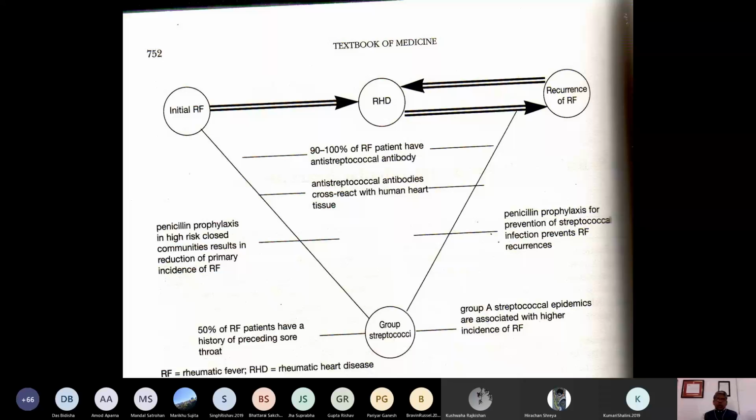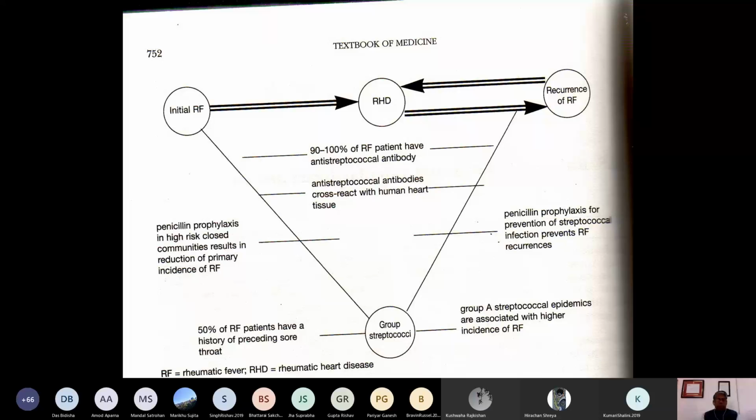So let's just recapitulate. The group A beta hemolytic streptococcal infection leads to antigen production, leads to antibody production, leads to an immunological reaction, and the sequelae becomes initial rheumatic fever. When there is a recurrence of the infection, it can keep on stimulating more and more antibody formation, which can keep on occurring as a recurrence of rheumatic fever. And this recurrent rheumatic fever is what can lead to rheumatic heart disease, because there is prolonged, repeated damage and injury occurring onto the heart.